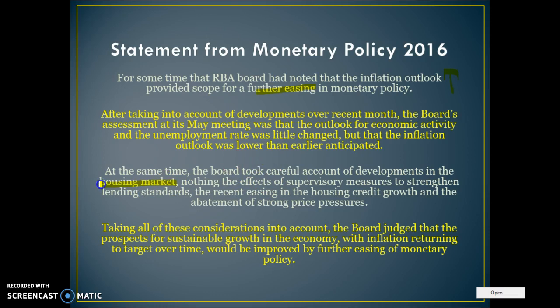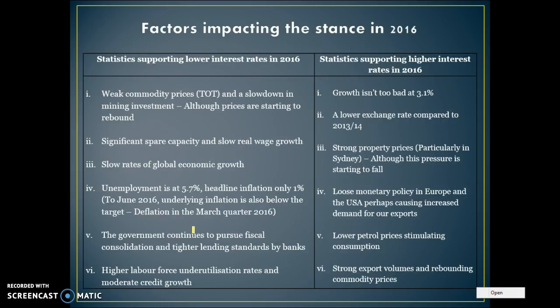They were a little bit worried about the housing market and the fact that housing prices were going up, but having said that, this is during the time where the banks started to implement more supervisory measures to try and make it hard for people to borrow. So that helped to contain spending and allowed the RBA to be more expansionary. Taking all these measures into consideration, the RBA decided to ease or loosen monetary policy.